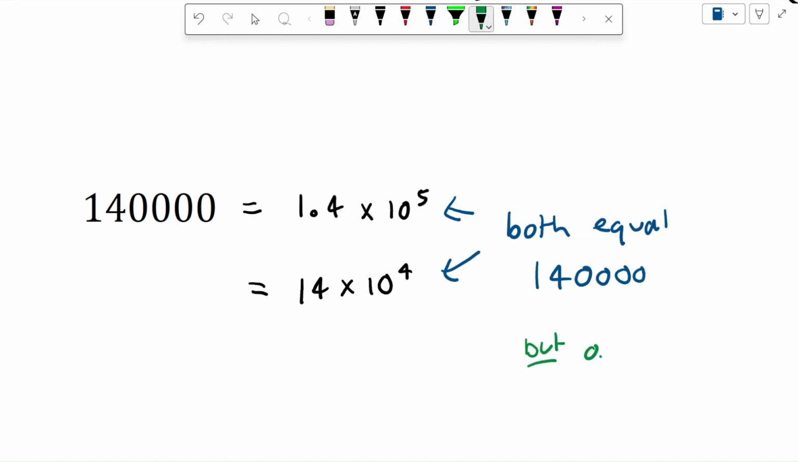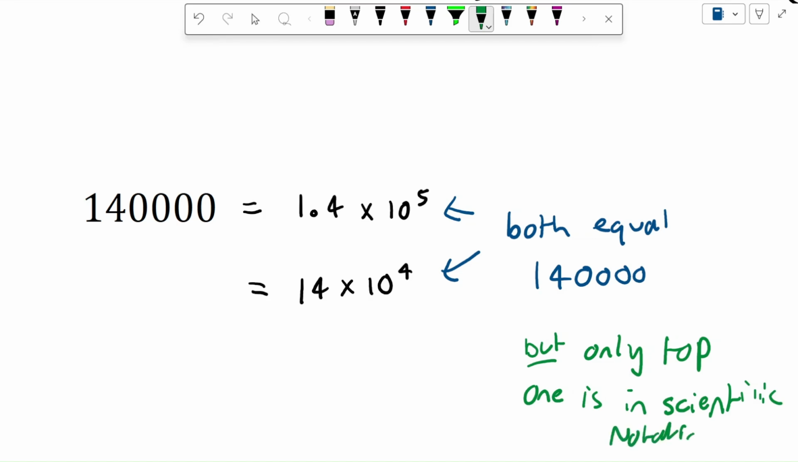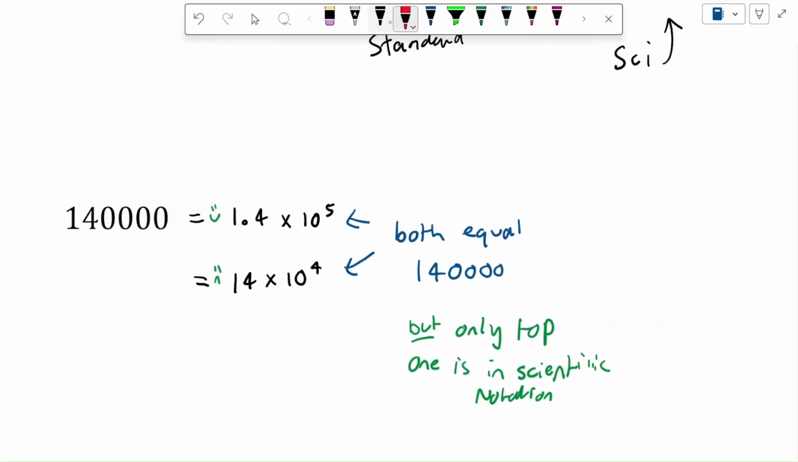But only the top one is in scientific notation. So this one makes me very happy, the top one. This one, not so much. The reason for that is this number has to be between 1 to 10, not including 10. So it can go like 1 to like 9.999, etc.